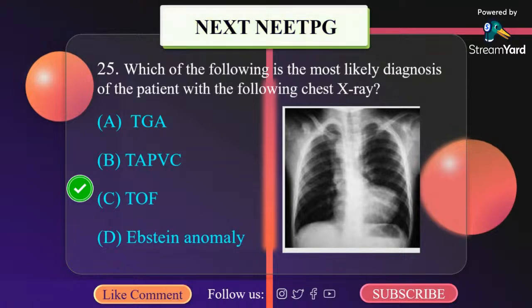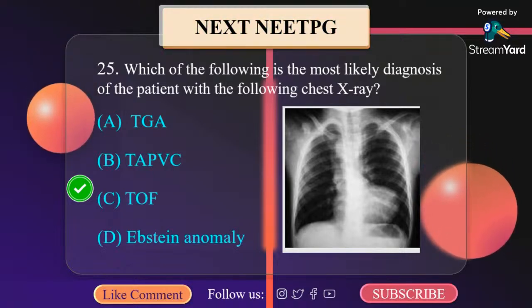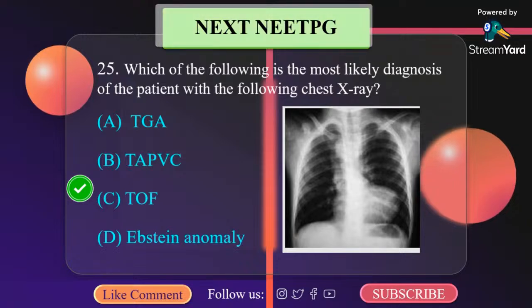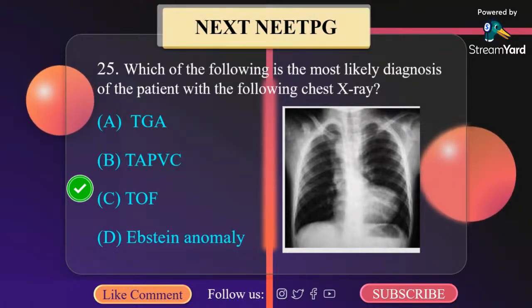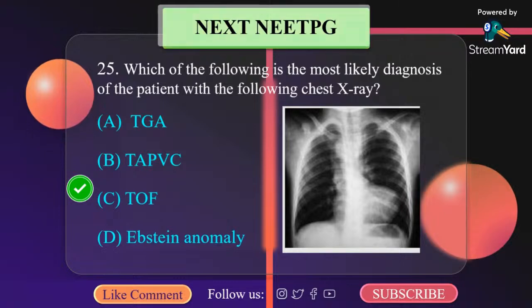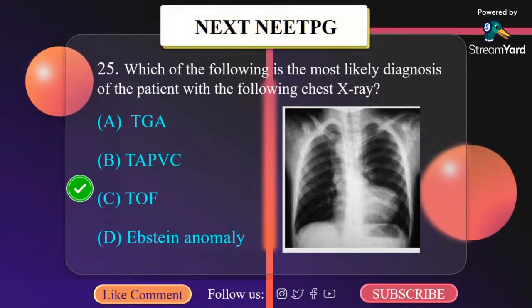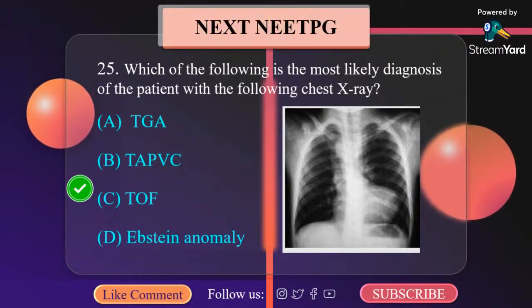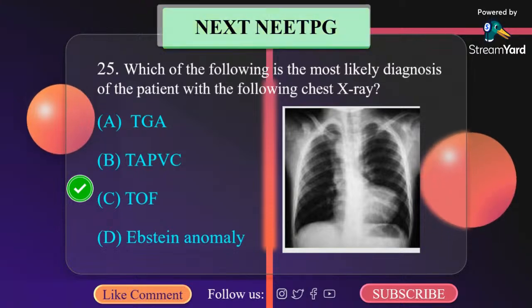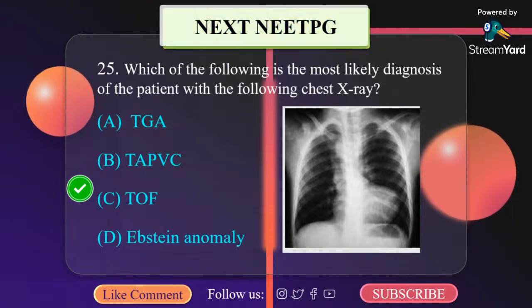Transposition of great arteries: you can see egg on side or egg on string appearance. In supracardiac type TAPVC, you will see an enlarged heart, which is termed figure of eight and snowman. In partial anomalous pulmonary venous return, what you will see, please comment in the chat box. In Ebstein anomaly, you can see a box-shaped heart. So it is a boot-shaped heart and it is tetralogy of Fallot.